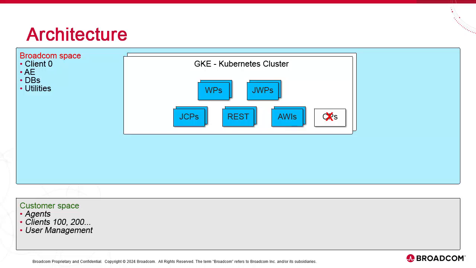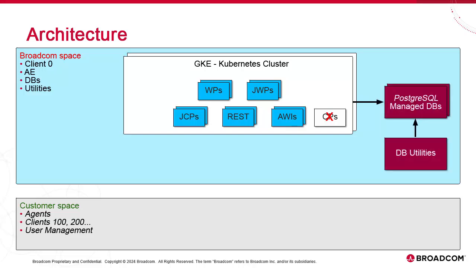Just like the Automation Engine, the backend database is managed by Broadcom. For Automic SaaS, PostgreSQL is used. However, this is fully transparent to customers. Customers can easily deploy new agents by way of a pre-configured agent deployment package.